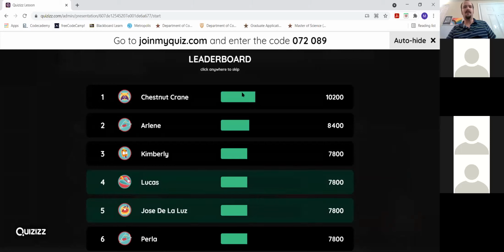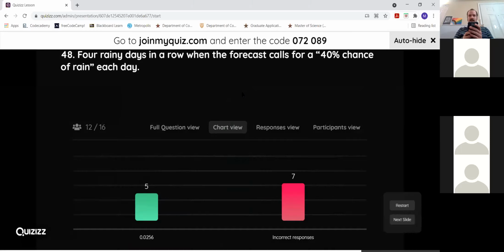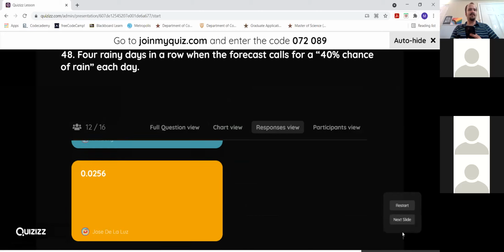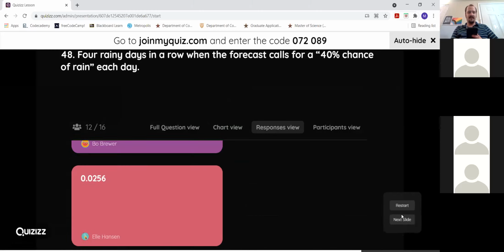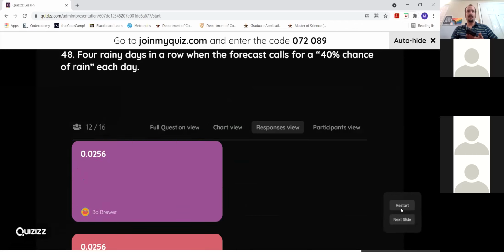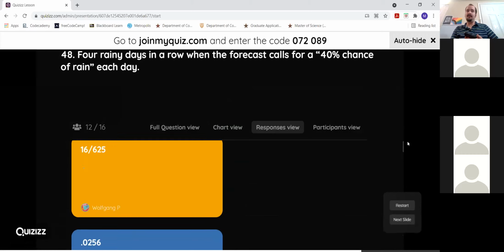0.0256. What did y'all tell me? I forgot to put my leading thing on there. 0.0256. It's probably not going to count it right because it's a leading zero, but it's right. If you got 0.0256, that is it.